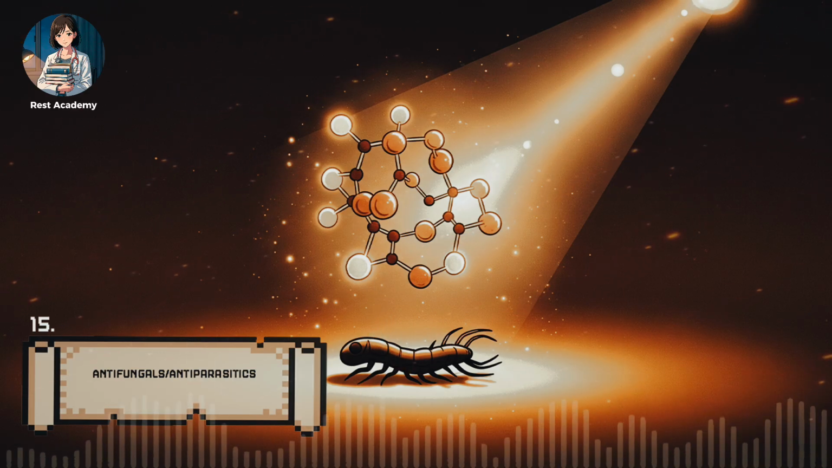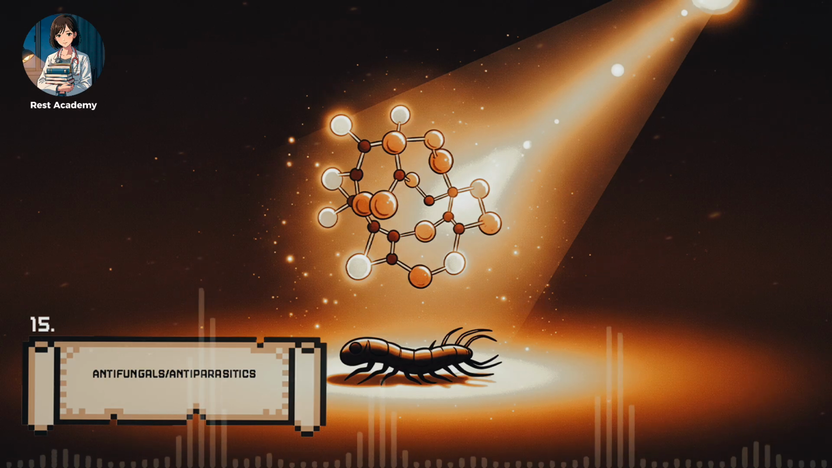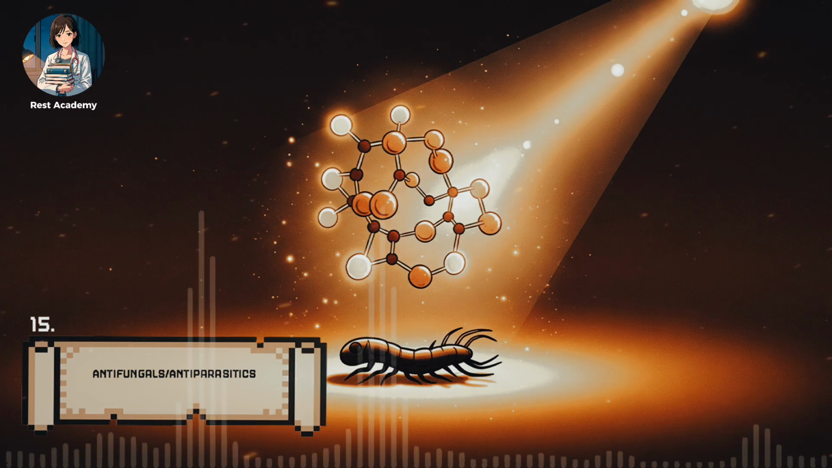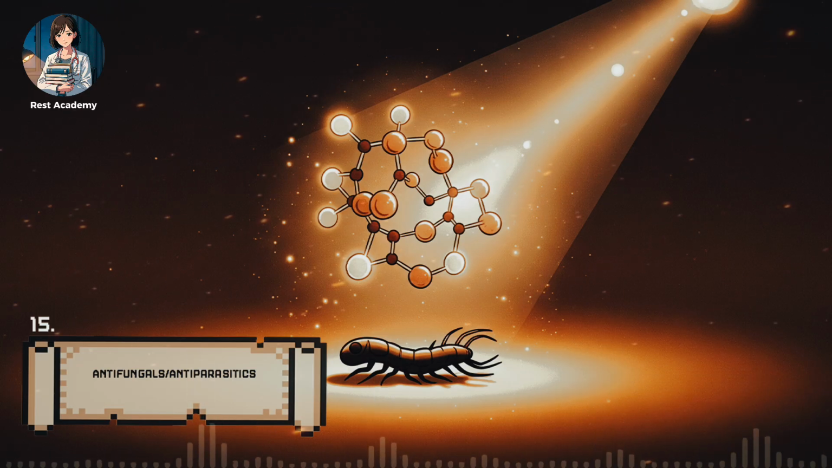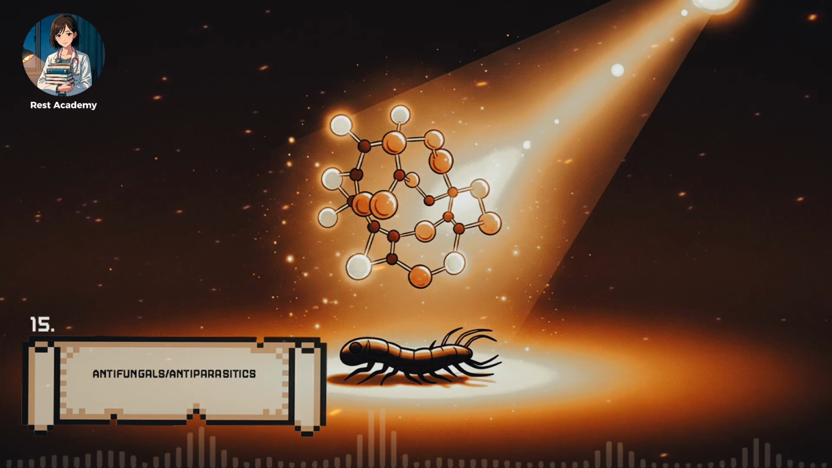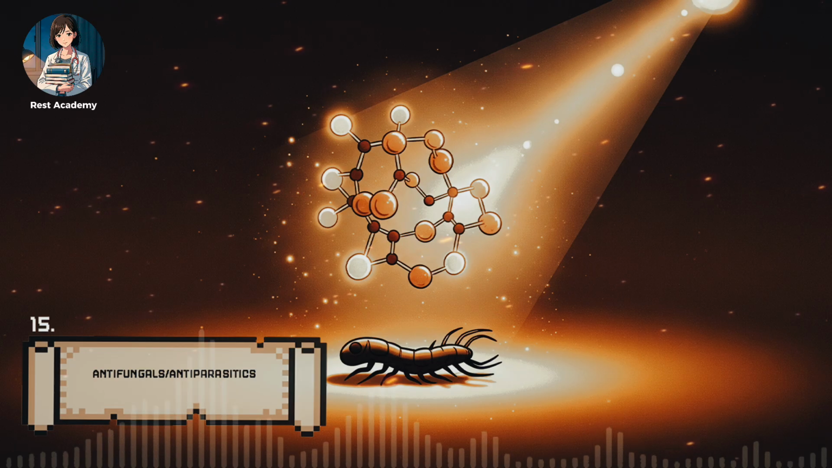Resistance mechanisms include upregulation of efflux pumps, mutations in the target enzyme, and pathway bypasses. Think of azoles as removing a key roof tile. Without it, the roof warps and leaks. Echinocandins strike the wall, not the roof.